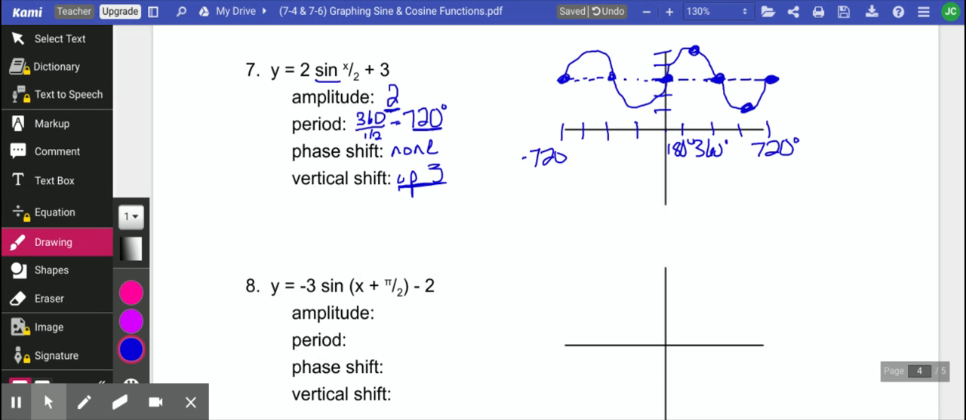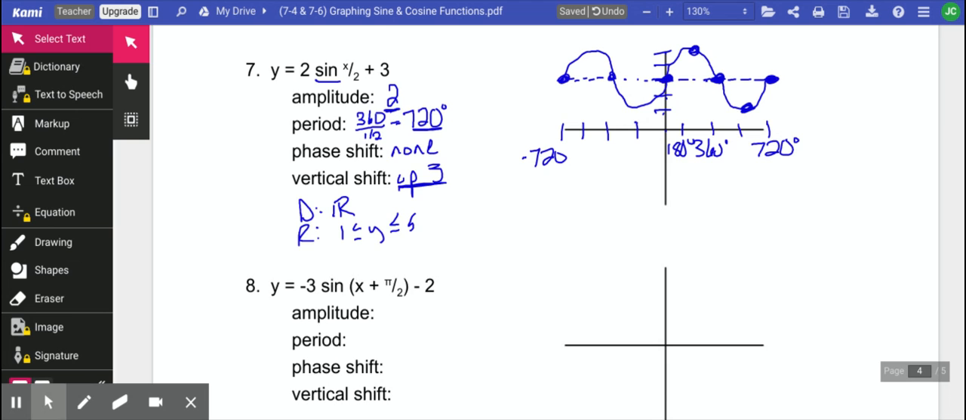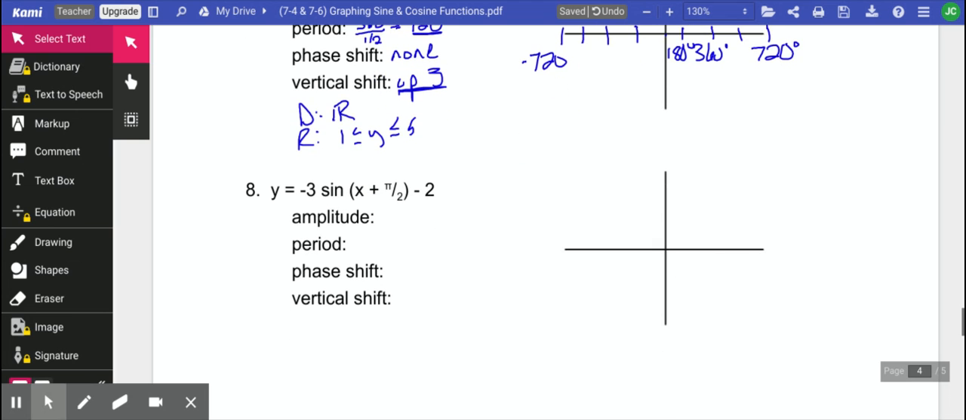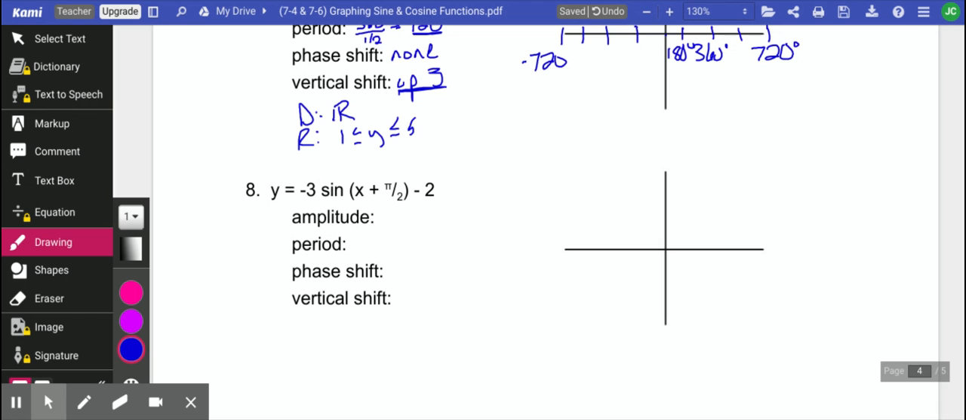Okay, it didn't ask for a domain and range, but the domain would be all real numbers. And notice the range is different here. It is going from 1 to 1, 2, 3, 4, 5. Okay, so because we shifted that up 3, things are a little bit different on this one. We'll do one last of these and then get on with our lives.